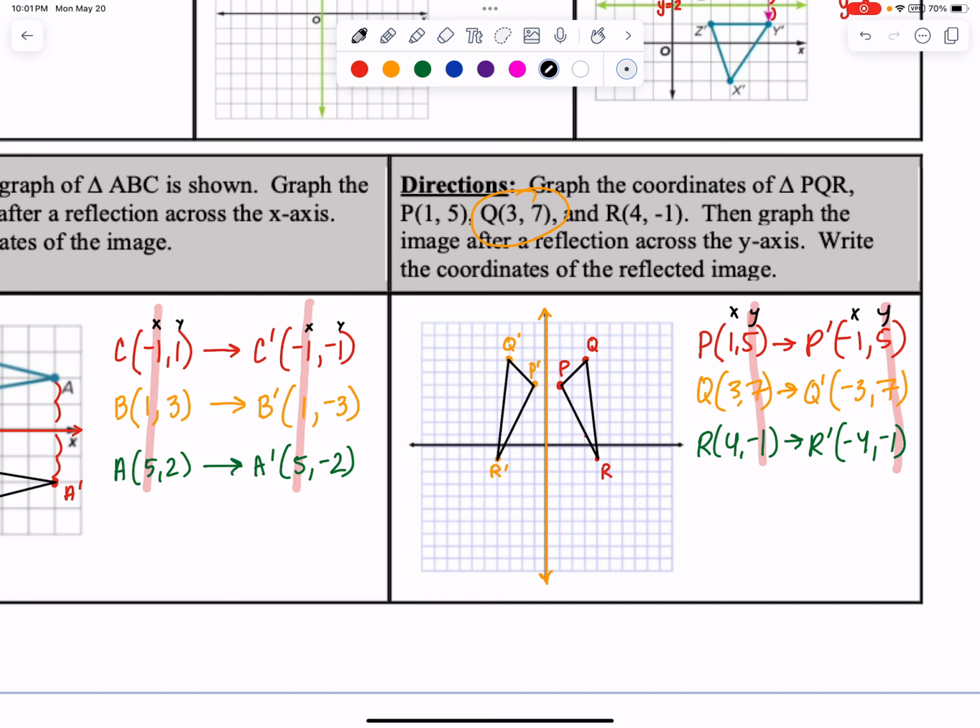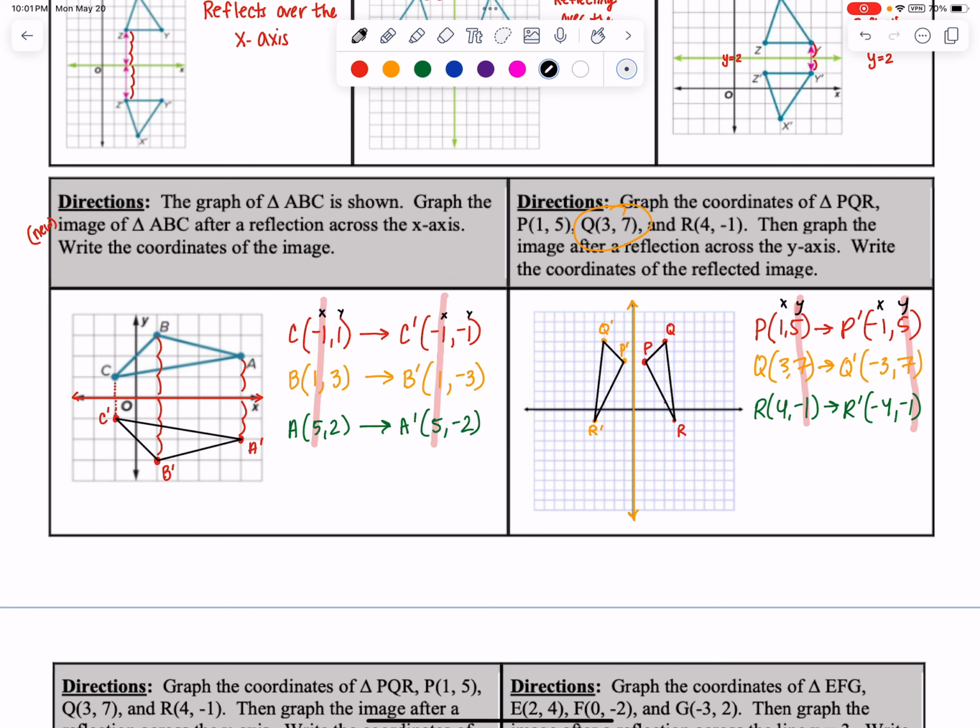Okay, so what can you say? Can you draw a conclusion about that? When we reflect over the x, what stays the same? When you reflect over the y, what stays the same? And also maybe can you identify what happens to the other coordinate, okay?